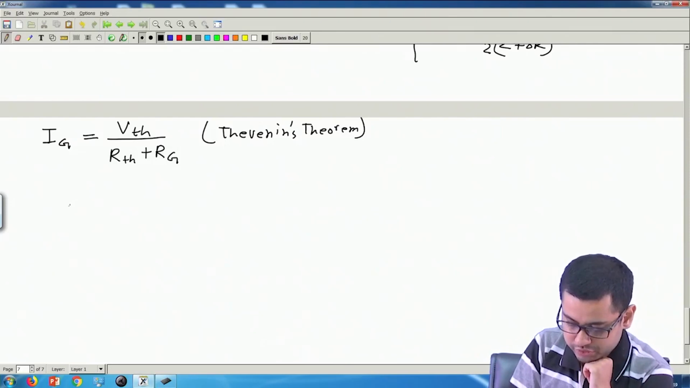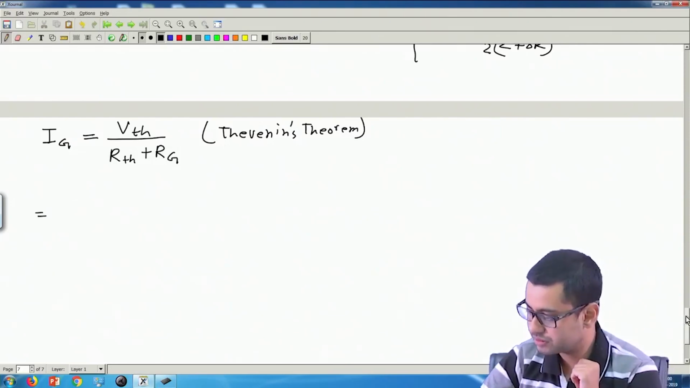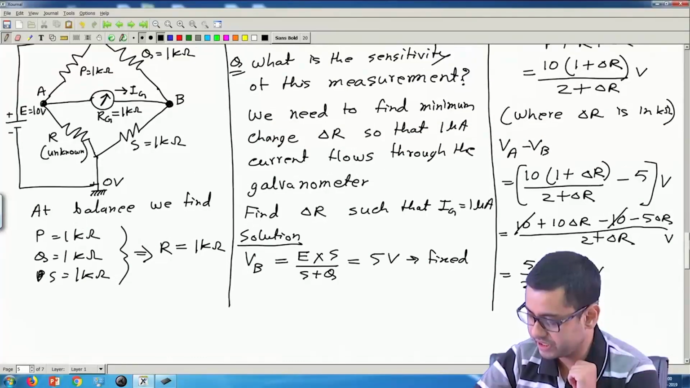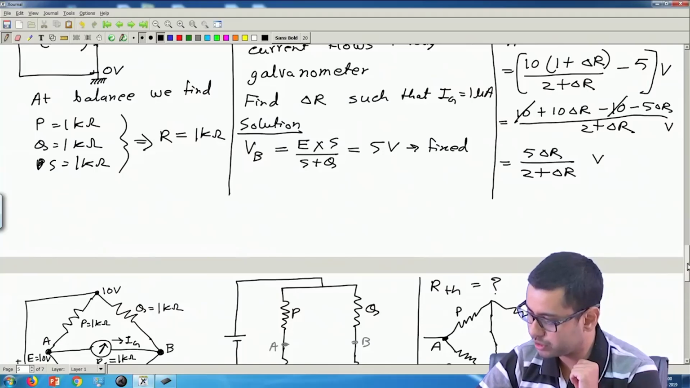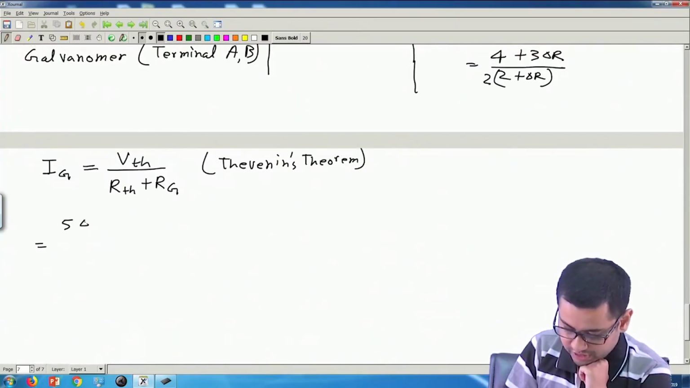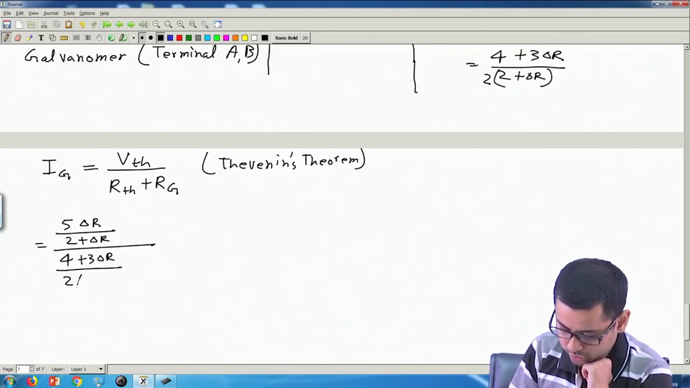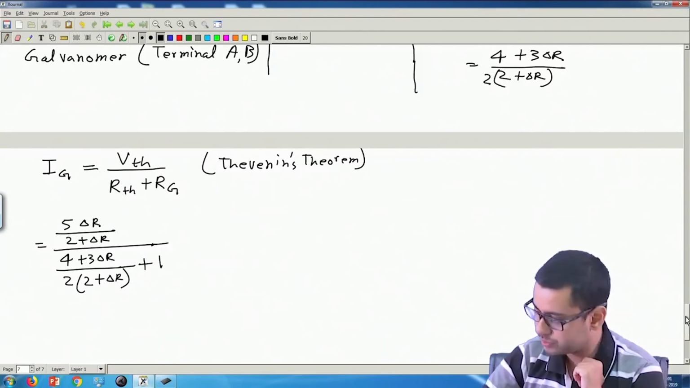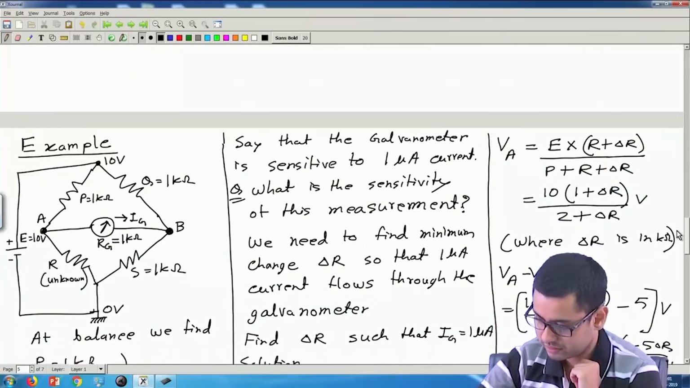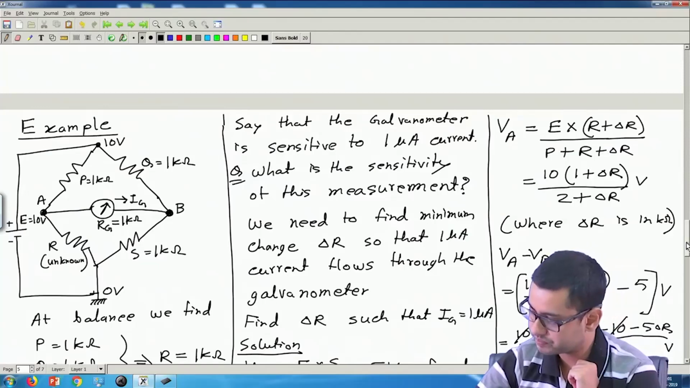Okay. So let us put the values. Vth is 5 delta R by 2 plus delta R, and Rth is 4 plus 3 delta R divided by 2 of 2 plus delta R, and Rg is once again 1 kilo ohm. Rg we have chosen to be 1 kilo ohm.